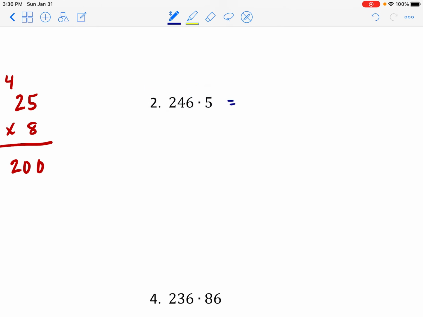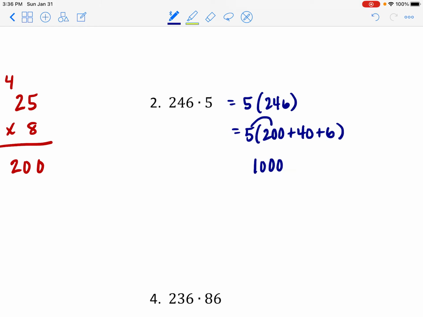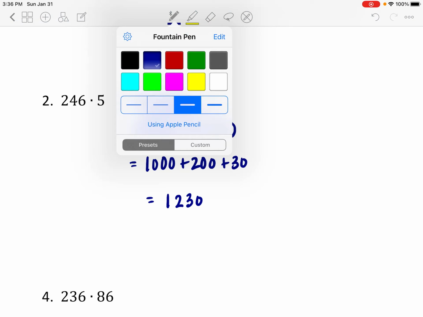So again, I would say 5 could be multiplied by 246 by expanding that 246 to 200, 40, and 6. So 5 times 200, that would be 1,000. 5 times 40 is going to be 200. 5 times 6 is going to be 30. And then adding these would be 1,230. Not so bad.